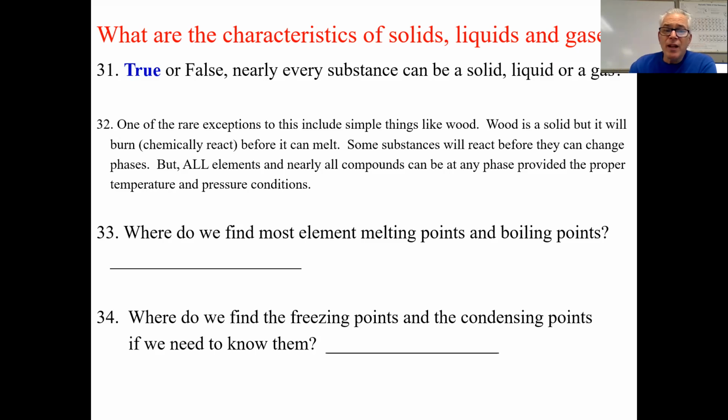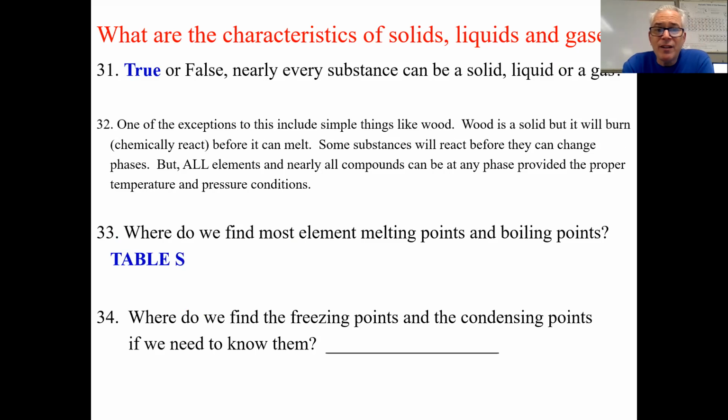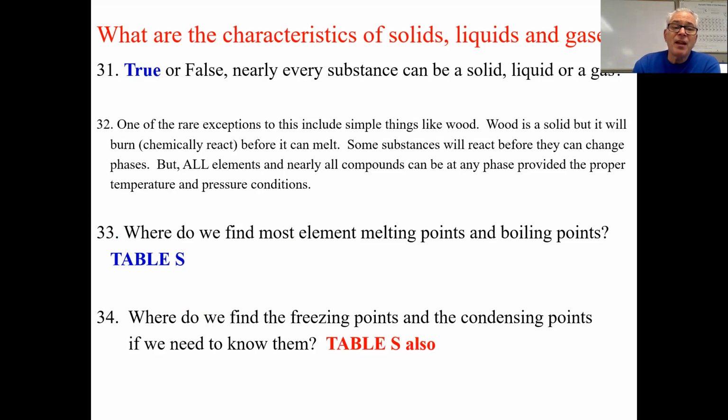Where do we find most element melting points and boiling points? Table S. Table S is our friend. And where do we find freezing points and condensations or condensing points if we need them? They're on table S also. They're just the other words. A melting point and a freezing point is the same temperature. The boiling point and the condensing point, it's the same temperature. Except for water, which you're supposed to memorize. If it's not on table S, you're not supposed to know it. Don't worry about it. I have to give it to you.